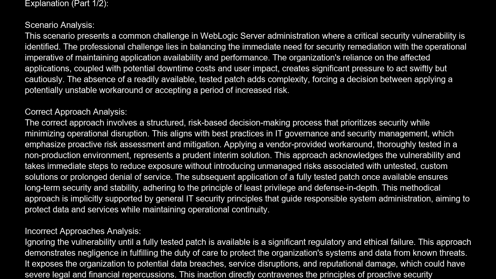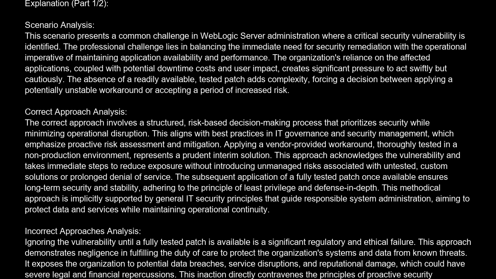The professional challenge lies in balancing the immediate need for security remediation with the operational imperative of maintaining application availability and performance. The organization's reliance on the affected applications, coupled with potential downtime costs and user impact, creates significant pressure to act swiftly but cautiously. The absence of a readily available, tested patch adds complexity, forcing a decision between applying a potentially unstable workaround or accepting a period of increased risk.